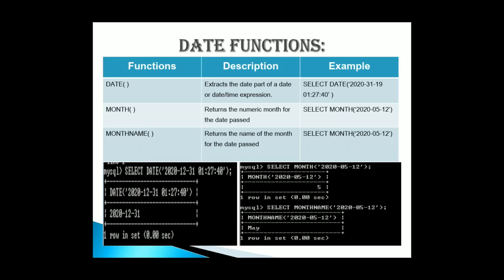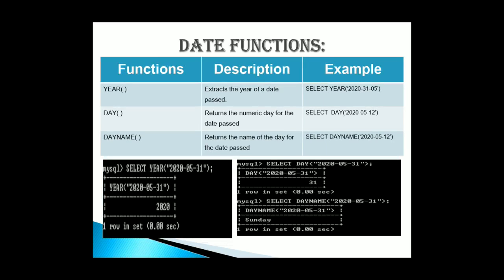Month name is similar to month, but instead of the numeric value, it will give you the name of the month. As I have written here, select month name, then I have passed the date as the argument. As it is a 5, this is giving you the month name May. Next is year.